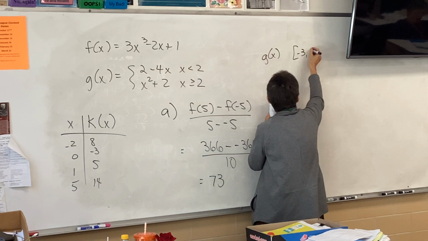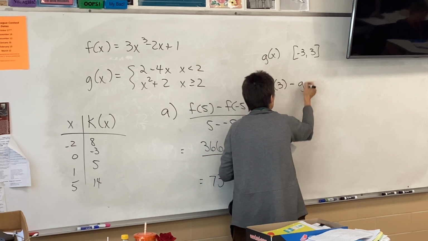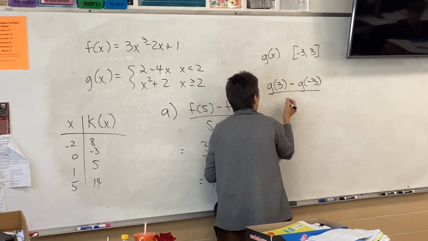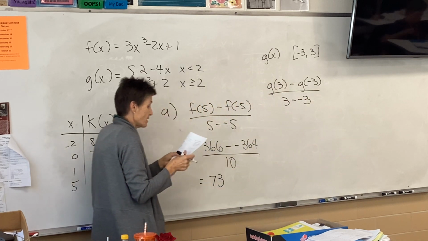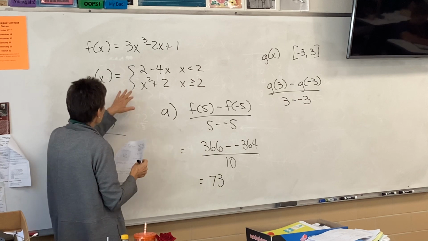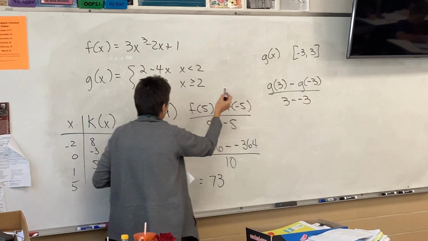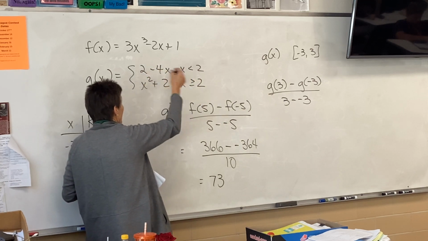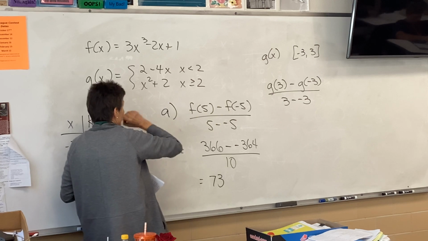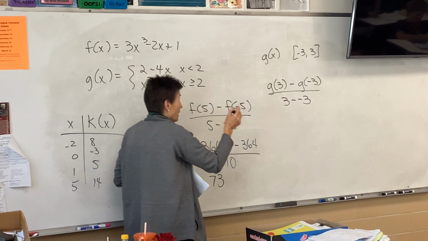Now for G, we're going from -3 to 3. So that's going to be G of 3 minus G of -3 over 3 minus -3. This is going to be our average rate of change. So look at your G function. First thing we have to find is G of 3. Where does G of 3 fit in our piecewise function? Top row or second row? Second row, bigger than 2. So I'm going to put in 3 here, and I'm going to get 11.